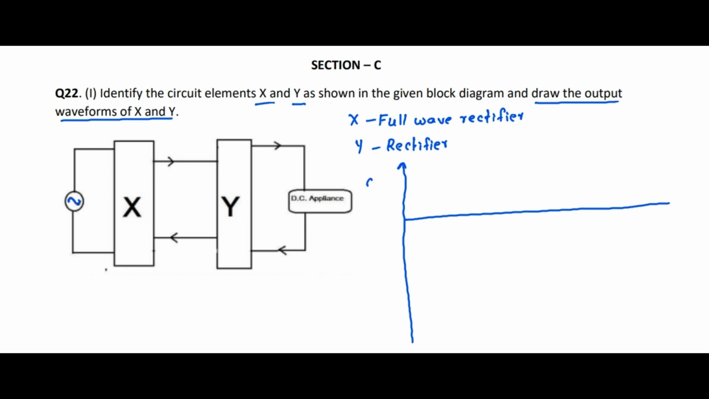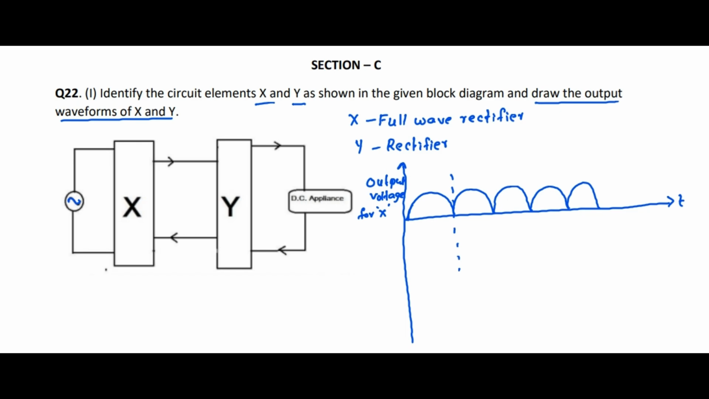So this is output voltage, suppose if you are considering, or current for X with the time. So this output will be like this, the voltage with same direction but varying the magnitude.